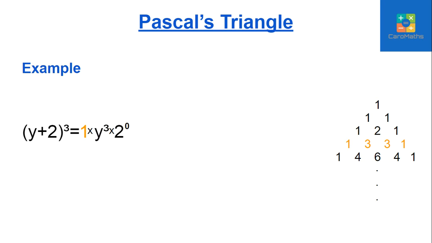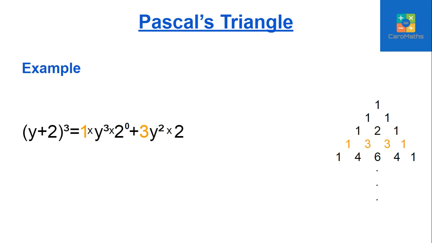With the second term, we know the coefficient will be 3, and we count down 1 power from y cubed to get to y squared, and we count up 1 power from 2 to the power of 0 to 2 to the power of 1, or just 2. So it is plus 3 times y squared times 2.